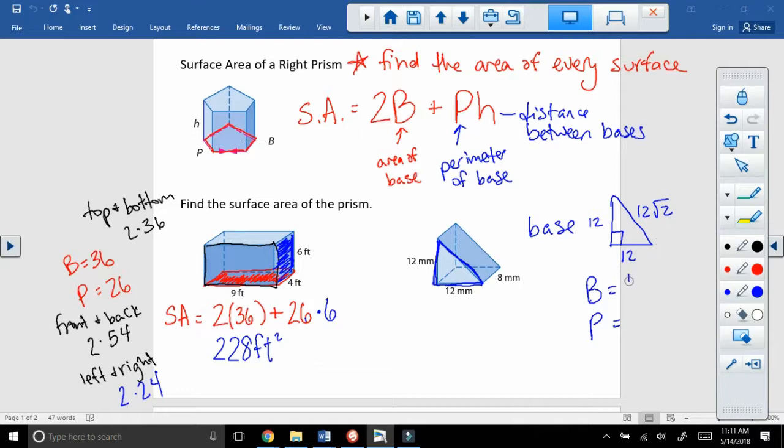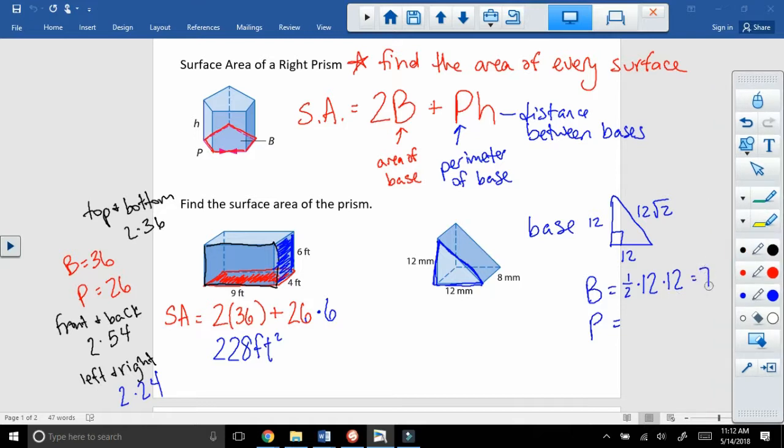The area of this base is half of 12 times 12. So you can just grab your calculator, write these numbers off to the side. Half of 12 times 12 is 72. So the area of the base is 72. The perimeter of this base is 12 plus 12 plus 12 radical 2.